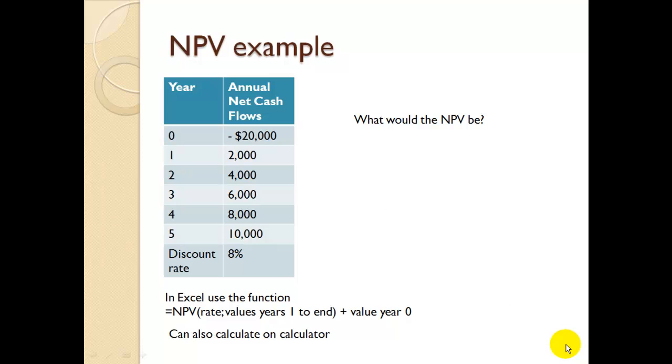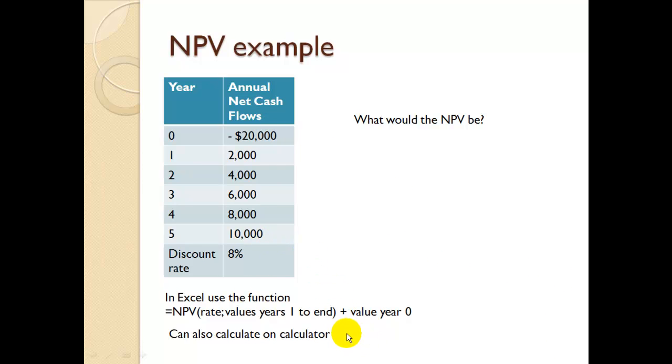An example, so in year 0, you have an investment that costs $20,000. In year 1, you get $2,000, year 2, $4,000, year 3, $6,000, year 4, $8,000, and year 5, $10,000, with a discount rate of 8%. So in Excel, you would use a function called NPV. So you do equals NPV, open parenthesis, your rate of 8% or 0.08, comma, and then you'd select the range, the values 0 through 5. So you'd highlight all of these cells.